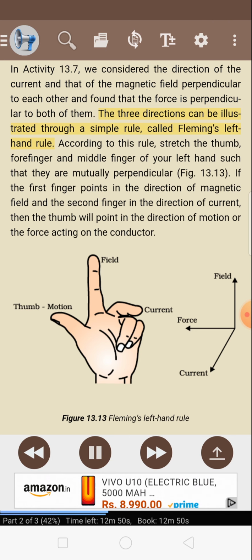The three directions can be illustrated through a simple rule called Fleming's left-hand rule. According to this rule, stretch the thumb, forefinger and middle finger of your left hand such that they are mutually perpendicular, Figure 13.13. If the first finger points in the direction of magnetic field and the second finger in the direction of current, then the thumb will point in the direction of motion or the force acting on the conductor. Figure 13.13: Fleming's left-hand rule.